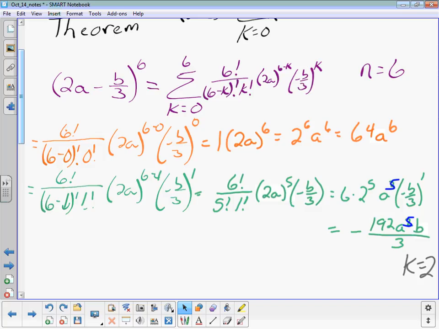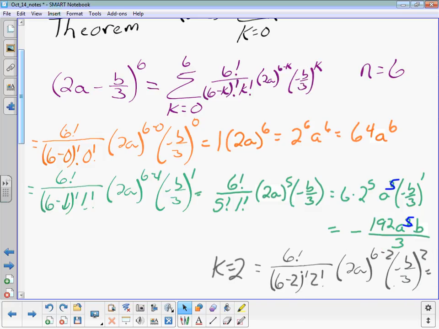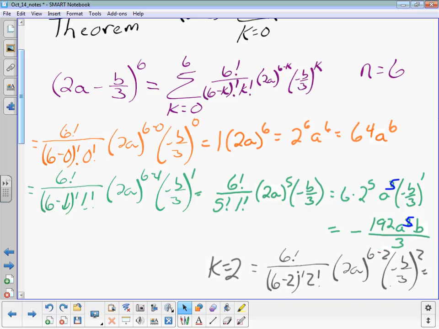So now the next time I run through it, I like k equals 2. So I put a 2 in for the k in our formula. So I got 6 factorial over 6 minus 2 factorial times 2 factorial. I've got the 2a to the 6 minus 2 power. I got a negative b over 3 to the 2 power.